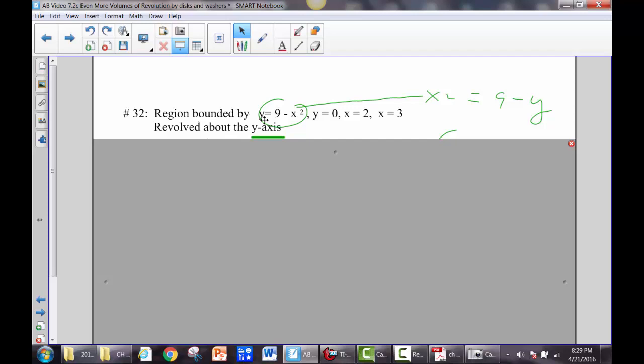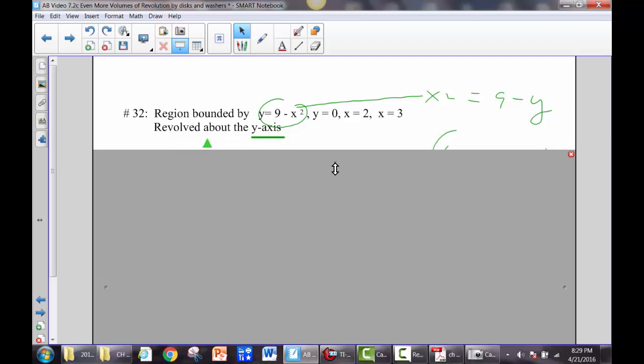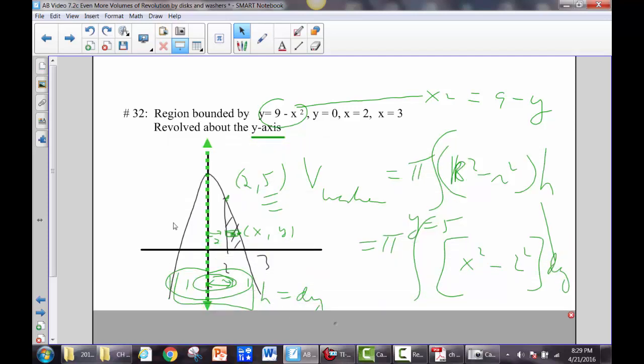So the region is bounded by y equals 9 minus x squared, which of course is negative x squared plus 9, which would be that, y equals 0, which is the x-axis, x equals 2, and x equals 3. So we're talking about this little shaded region right here. We're going to revolve it about the y-axis. So we have to have a horizontal strip. It's going to be a washer, big R squared minus little r squared. The height is vertical, so it's dy.